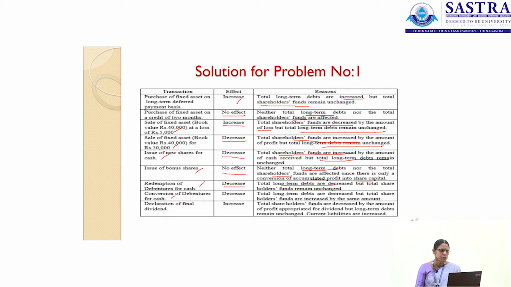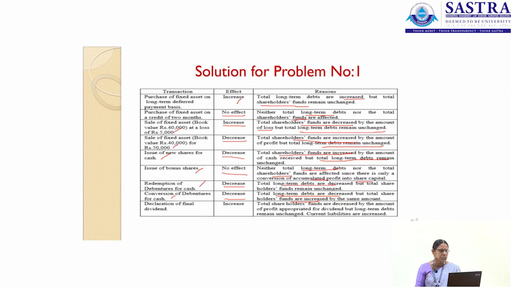Next is conversion of debentures for cash. Now again, long-term debts are decreased and shareholders' funds are increased by the same amount, because when we are going to convert the debentures, this conversion will be made to the equity share capital. That is, it is converted into cash, and again that will be converted into equity share capital. So shareholders' funds will get increased by the same amount and your long-term debts will also get decreased. So we have a decrease in the debt equity ratio.